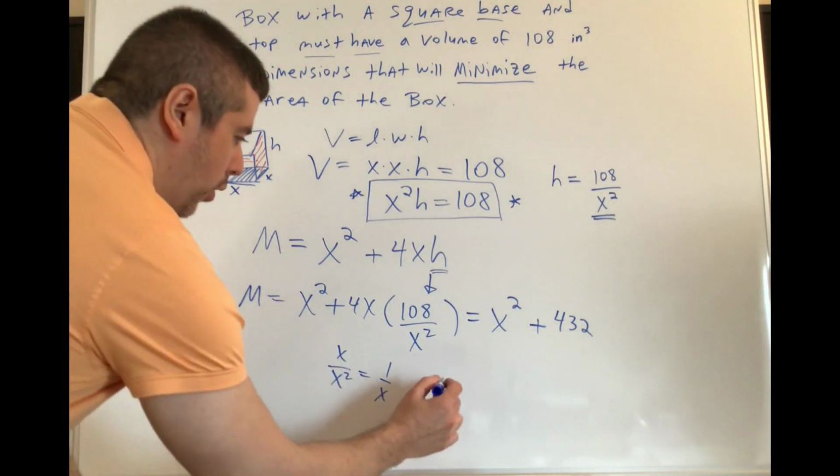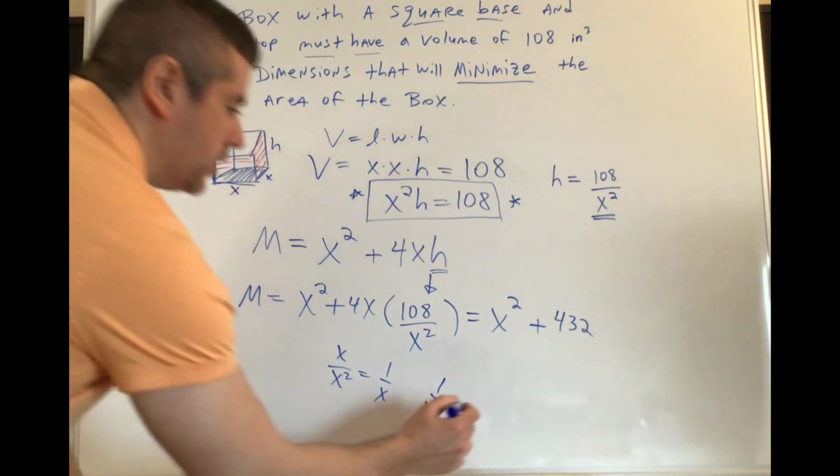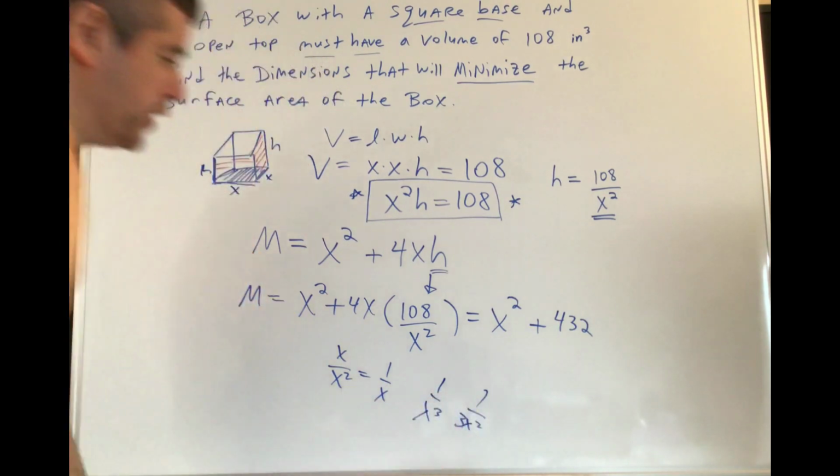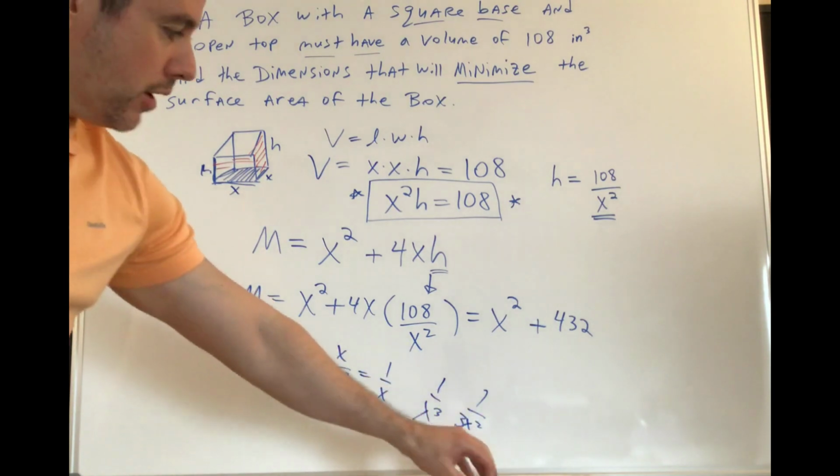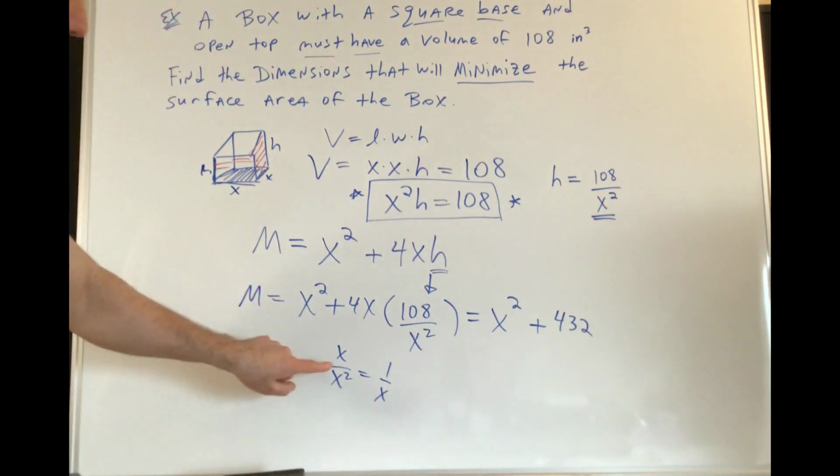Like if you had 1 over x to the third. What are you going to do? You're going to take the derivative and say, oh, it's 1 over 3x squared. No, it's not. You'd have to write this as x to the minus 3 power. So you're going to do a similar thing here.